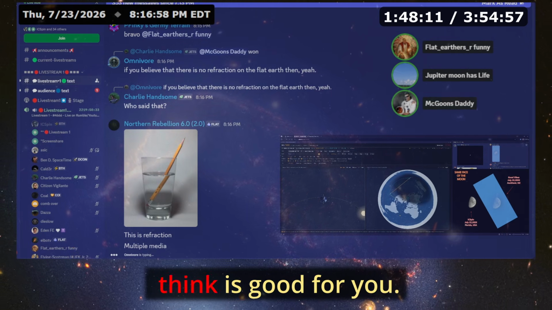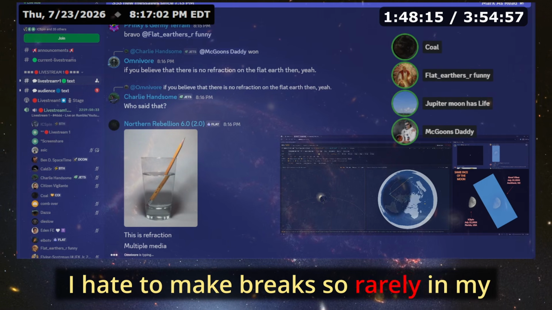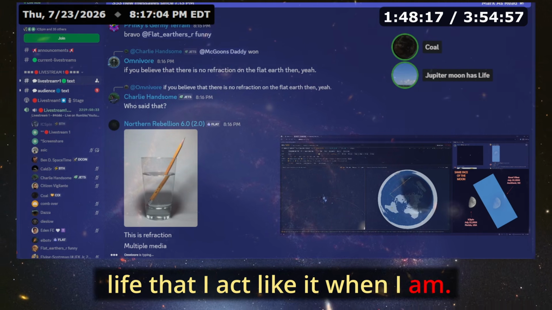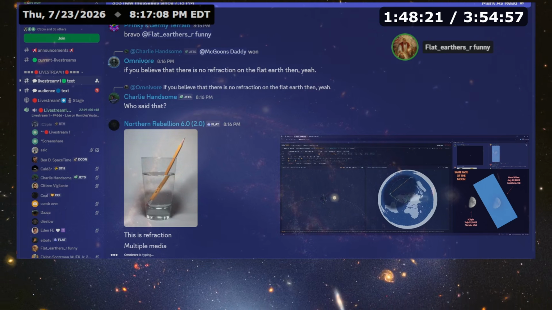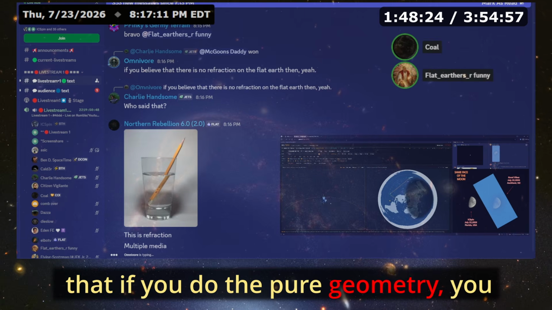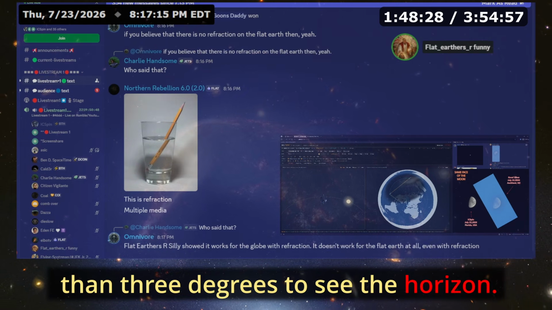Not in the sense that you think is good for you. Oh yeah, I've had to be correct so rarely in my life that I act like that when I am. Only in the sense that if you do the pure geometry, you would actually have to look further down than 3 degrees to see the horizon.